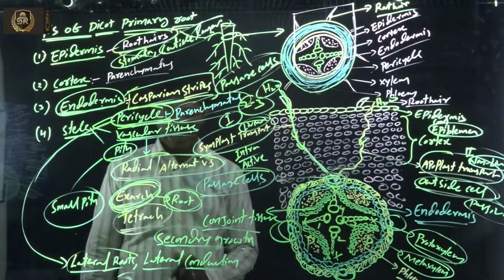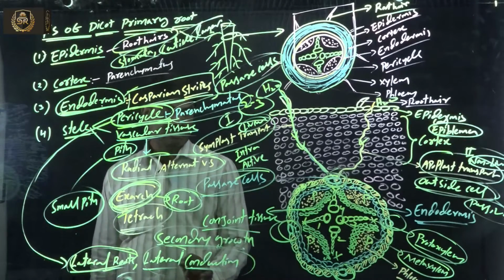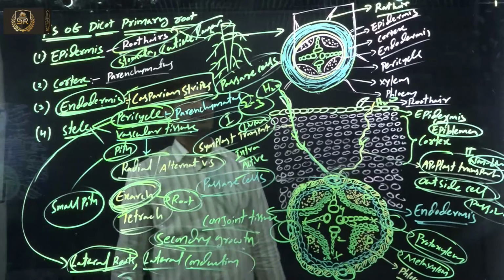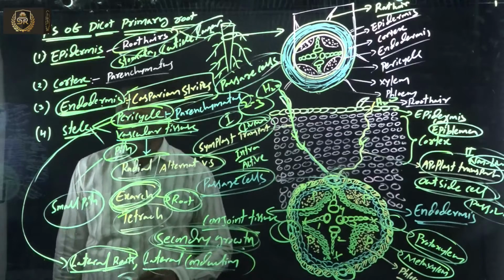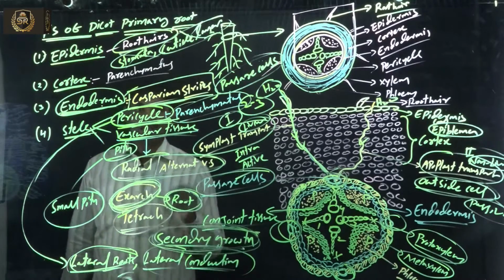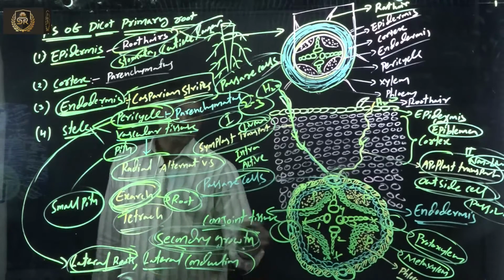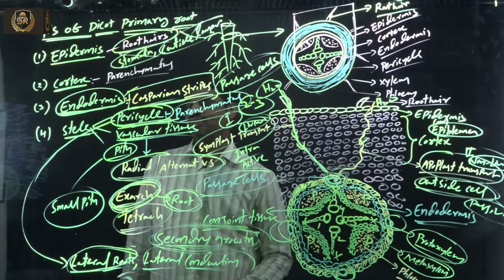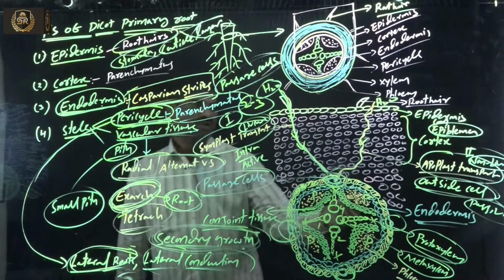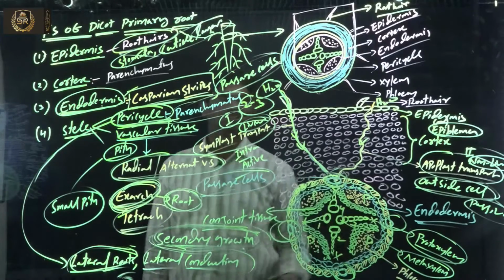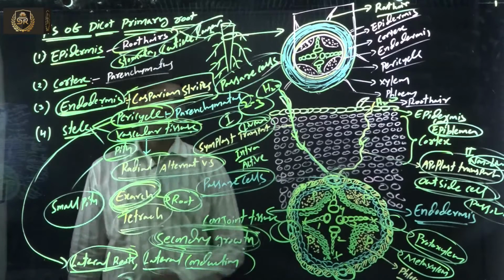Pericycle's main function is lateral root formation. Dicot roots are especially involved in secondary growth and development. So the pericycle's main functions are lateral root formation and secondary growth and development. During secondary growth, the pericycle undergoes a de-differentiation process and forms secondary meristematic tissue. Still, the center part is called vascular tissue.